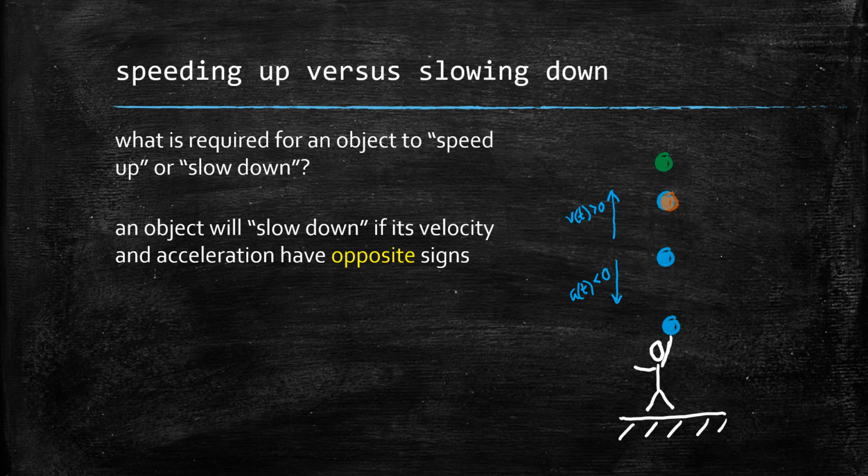In contrast, on the way back down, what do we know happens to the ball? It's in the green position, the green ball, it's stationary, the velocity is 0.